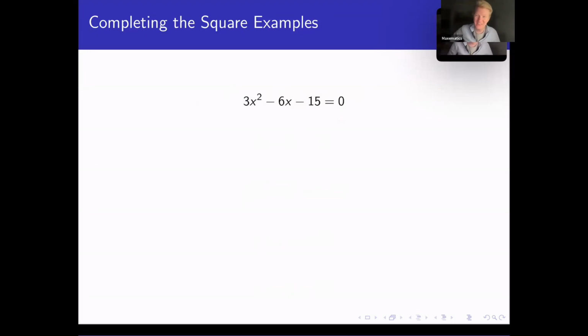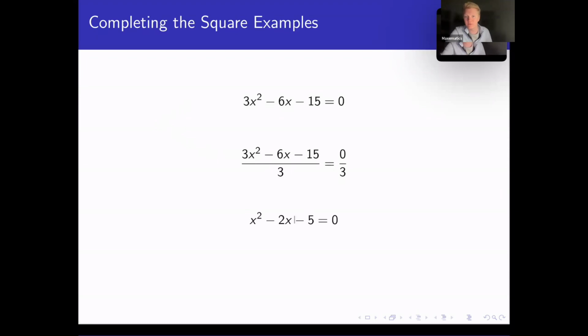No. What we can do is simply divide everything by 3, divide both sides by 3. Well, when we do that, 3x squared divided by 3 is just x squared. Negative 6x divided by 3, negative 2x, minus 15 divided by 3, negative 5. And it's nice because 0 divided by 3 is just 0. So this equation simplifies a little bit more nicely to x squared minus 2x minus 5 equals 0.